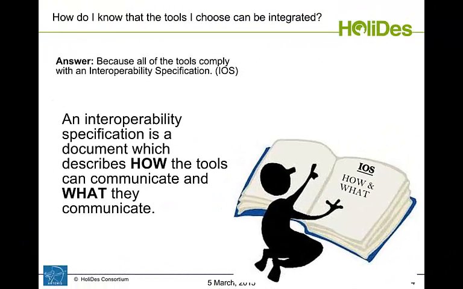But how do I know that all of the tools and services that I have chosen for my RTP instance can be used for collaboration? How do I know that they will integrate well together? The answer is because they will all be compliant to an interoperability specification known as an IOS. The IOS, or Interoperability Specification document, describes how the tools can communicate and what they can communicate.